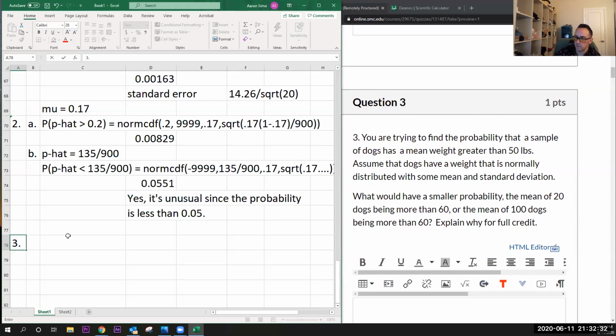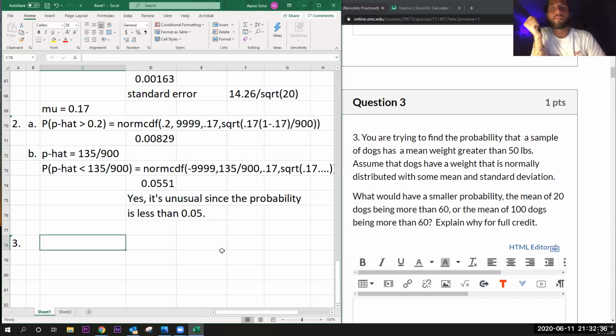Go ahead and read that if you want. You are trying to find the probability that a sample of dogs has a mean weight greater than 50 pounds. Assume that dogs have a weight that is normally distributed with some mean and standard deviation. What would have a smaller probability? The mean of 20 dogs being more than 60 or the mean of 100 dogs being more than 60? Explain why.